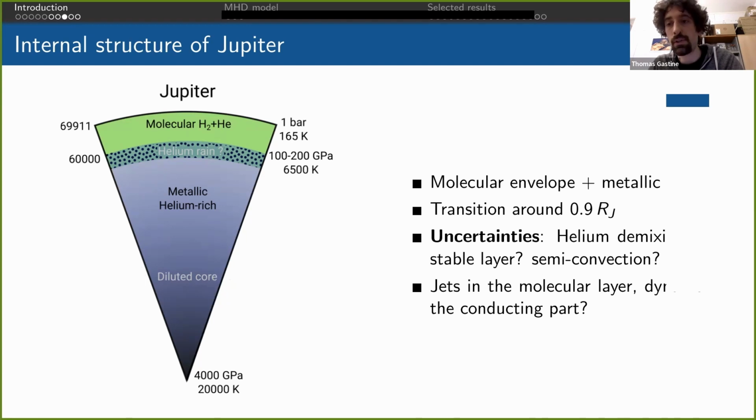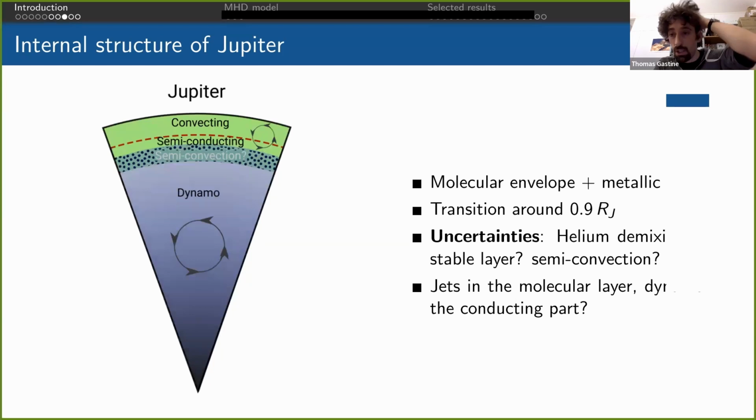But let's say, on a zeroth order view, the classical picture is that you have jets that develop somewhere in this molecular envelope, and that the magnetic field of Jupiter is generated here in this metallic region. And so if we draw a second sketch, then you have convection everywhere, except maybe in this intermediate demixing layer, where you could have either semi-convection or maybe stable stratification. And so here I make the assumption that this is molecular in this greenish region, and then suddenly it gets metallic in this inner part.